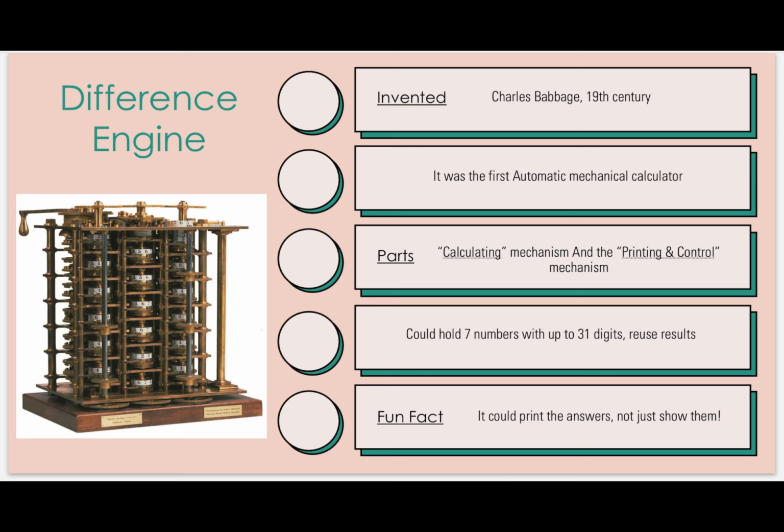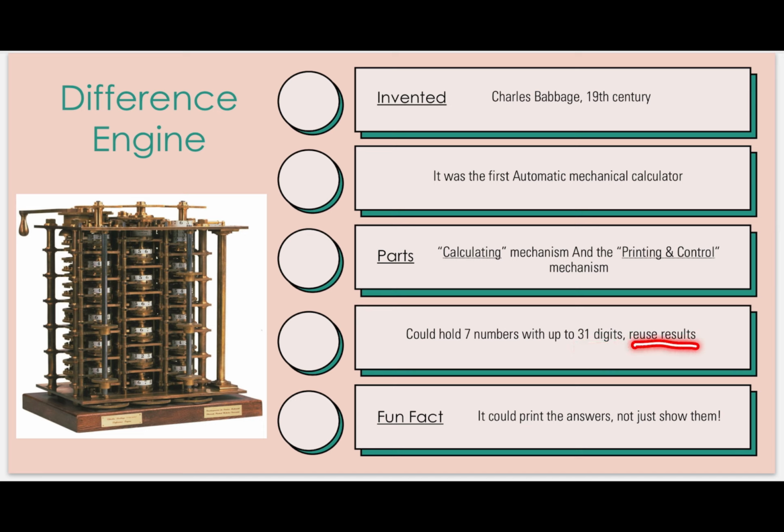What can we say was the drawback also? It could hold up to 7 numbers. How many numbers? Only 7 numbers. But with up to 31 digits, meaning it could hold 7 numbers and one number could hold up to 31 digits, not more than 31 digits.